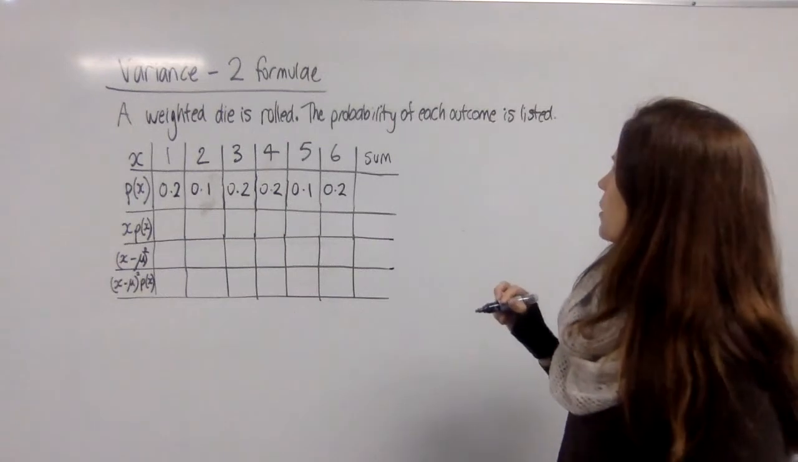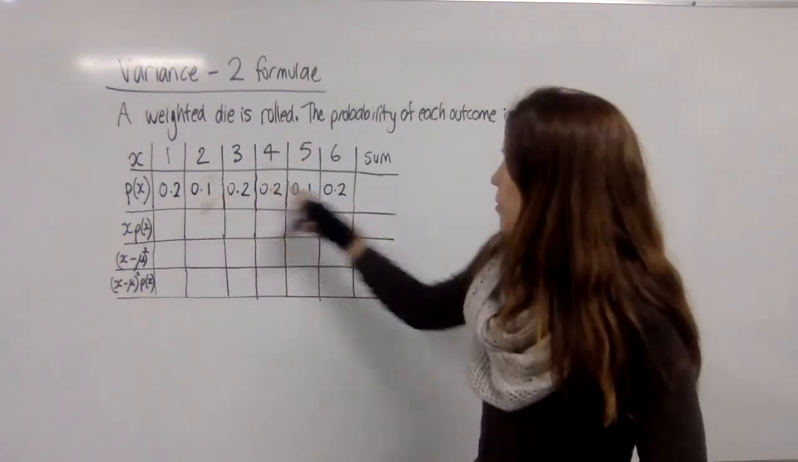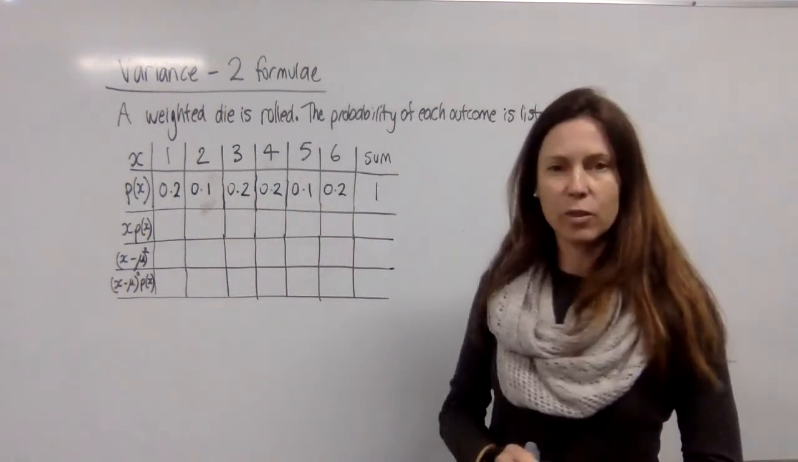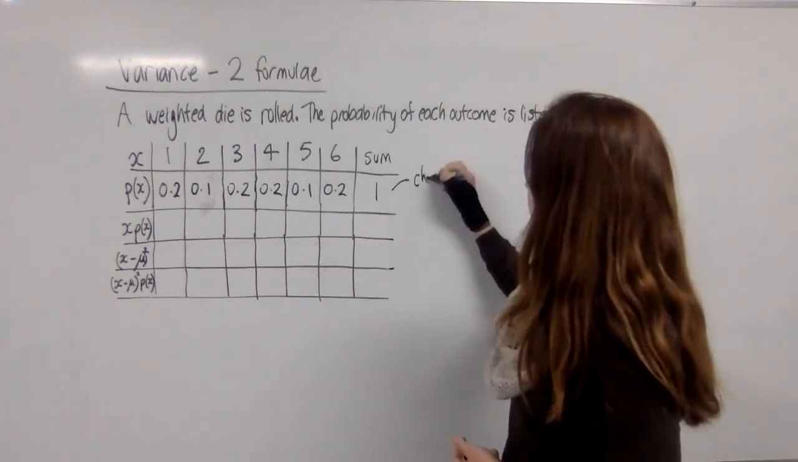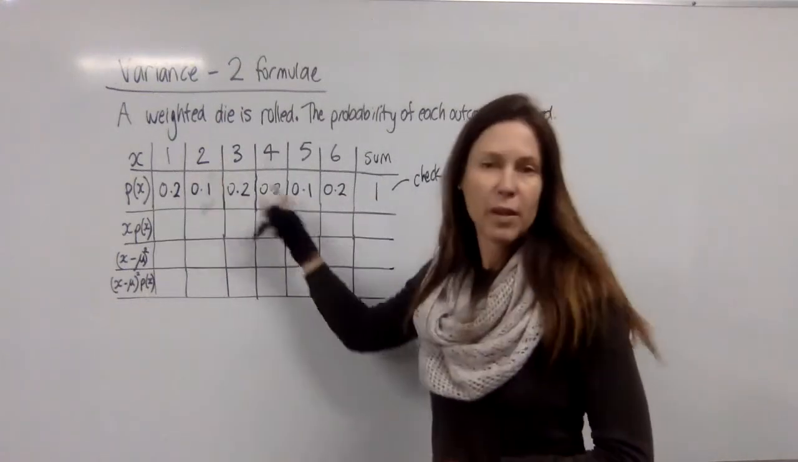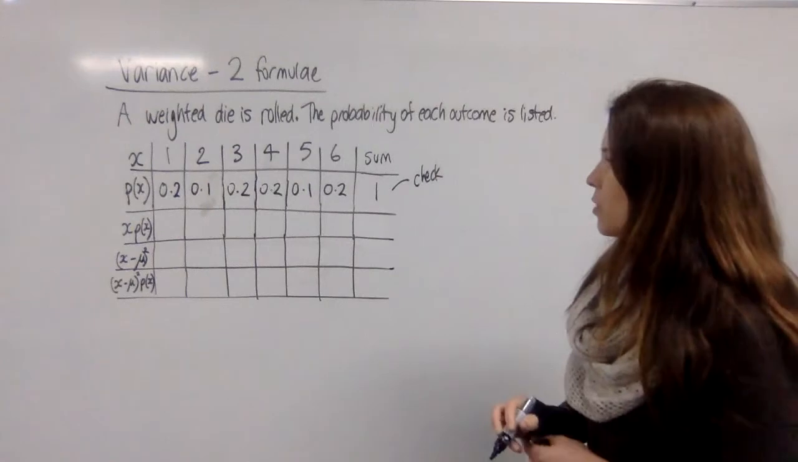They've listed the probability of each outcome. Now, all the probabilities should add up to 1. That's a good little check to make sure that our question makes sense. And sometimes we have to find a missing value there, which is quite straightforward.